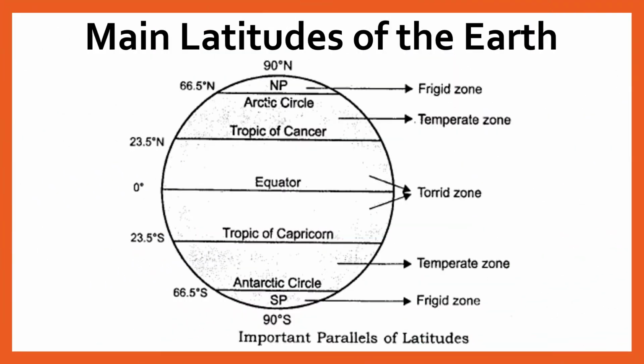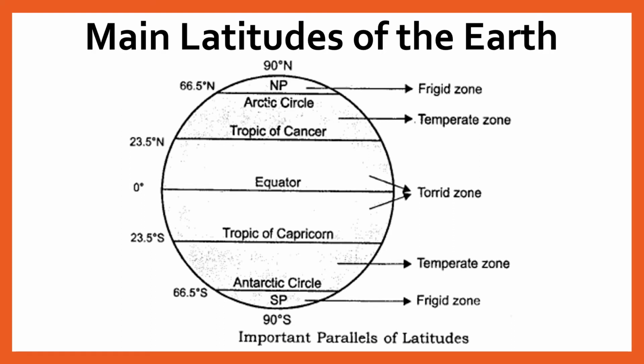Let's understand the main latitudes of the earth with the help of this image. So students, among all the latitudes which we have on planet Earth, major latitudes are Arctic Circle, Tropic of Cancer, Tropic of Capricorn, and Antarctic Circle. And equator is in the middle. These latitudes have specific locations on planet Earth. So, where is Arctic Circle? Well, it is located at 66.5 degree north.